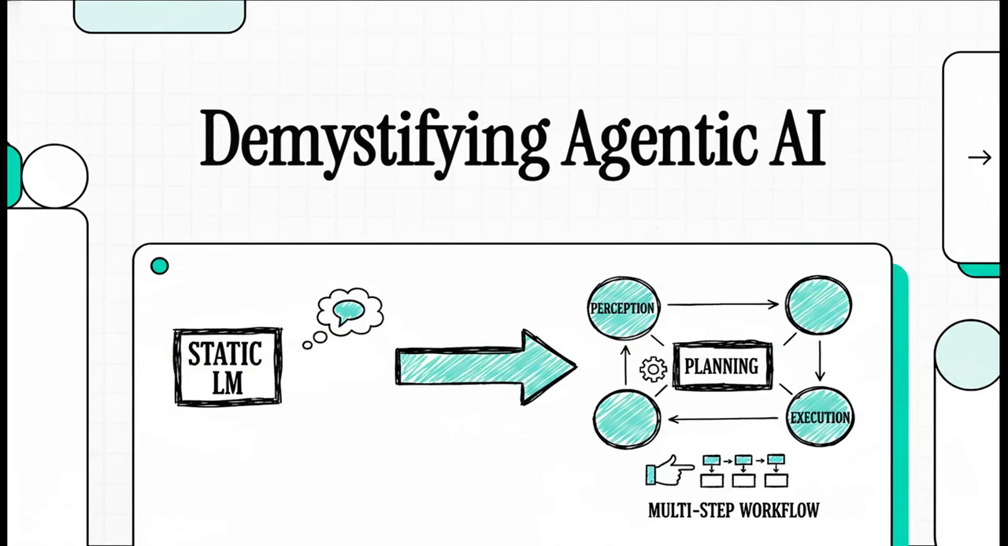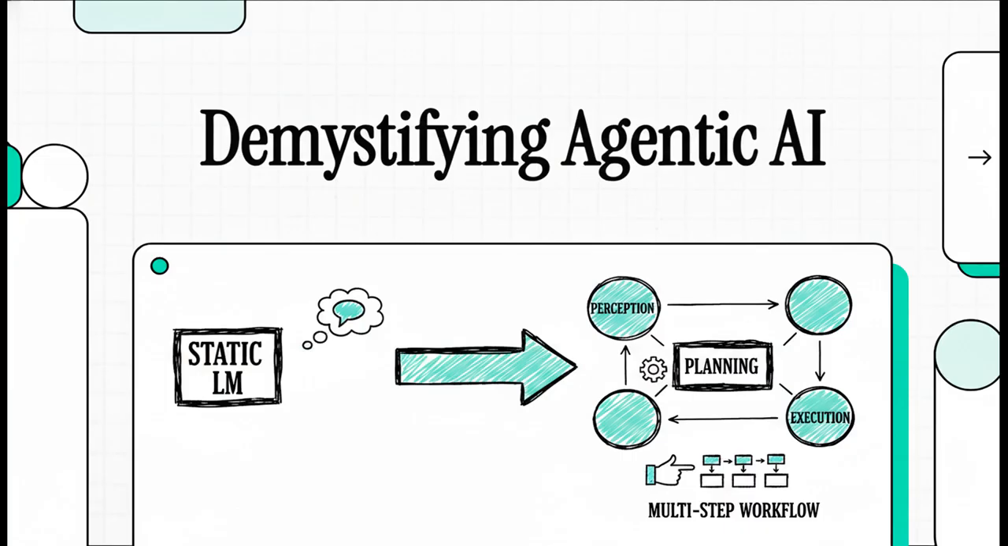Let's dive right into today's explainer, where we are unpacking the massive shift from static language models to dynamic, autonomous AI agents. Look, if you've been paying even a little bit of attention to the AI space lately, you know the conversation has evolved way beyond basic chatbots. We're moving from AI that just talks to AI that actually does.